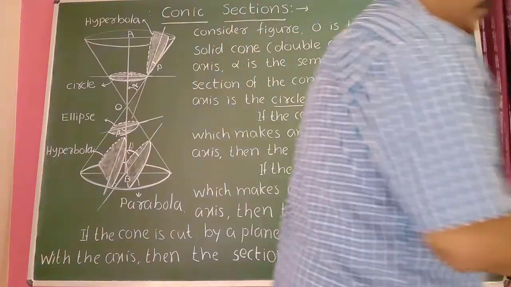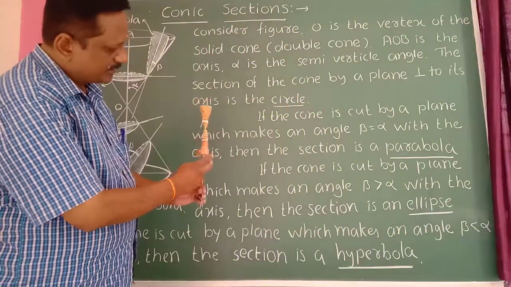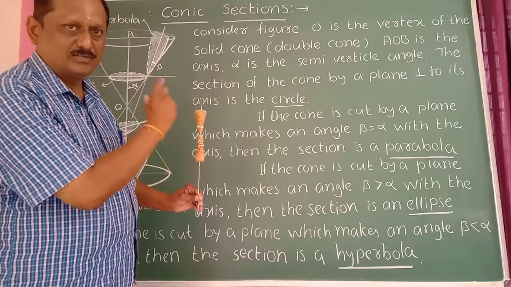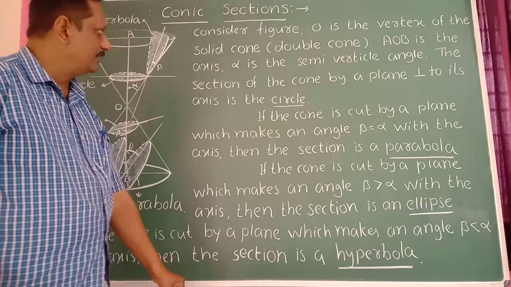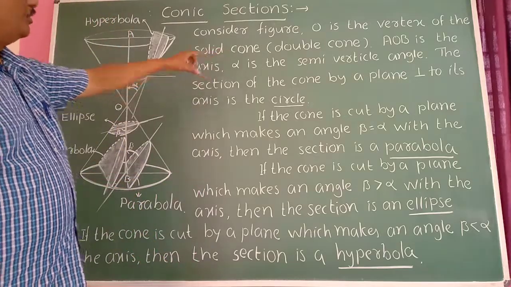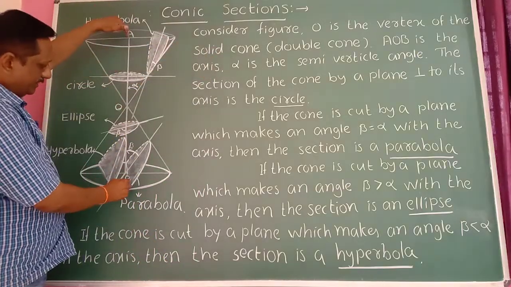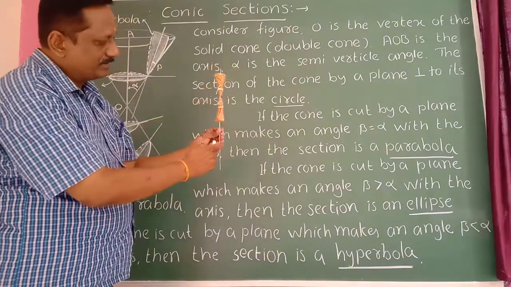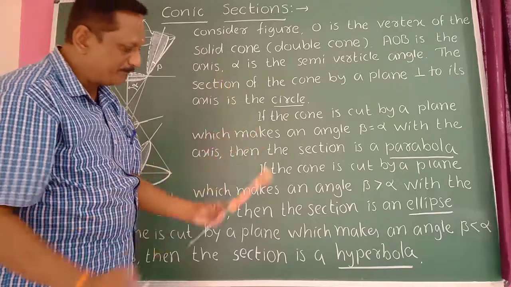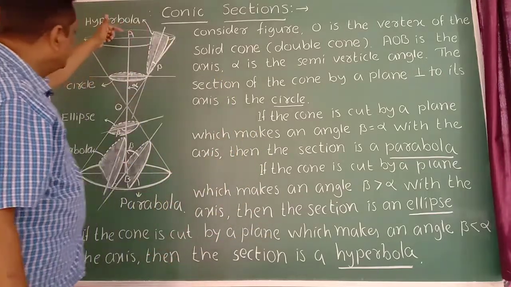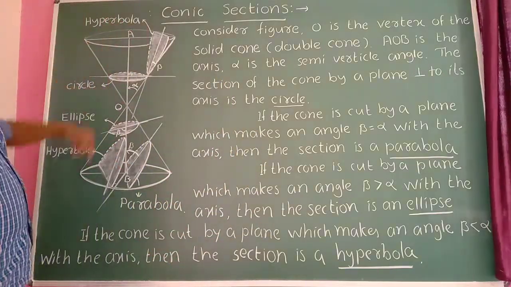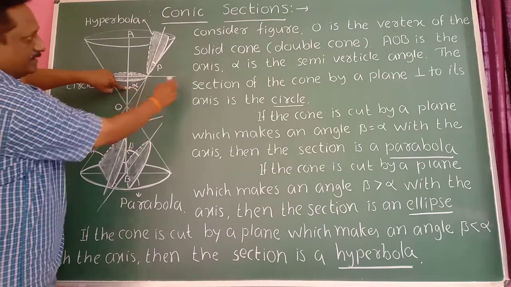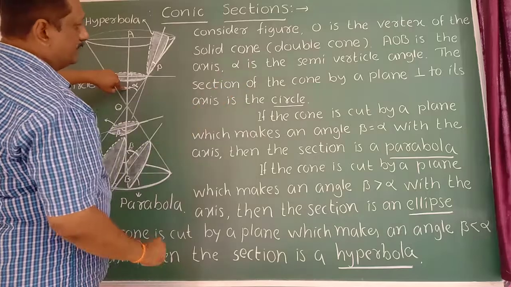I am showing you this result. This is one carrot, and this is one more carrot. Two solid cones are there. AOB is the axis. In this case, the metal rod itself is the axis. So AOB is the axis, and alpha, this angle here, is the semi-vertical angle.